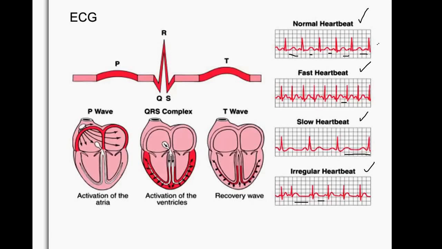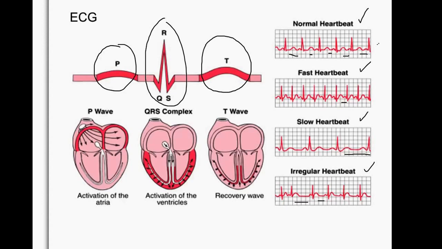Okay, now in order to conduct the electrocardiogram, electrodes are placed on the patient's body in different places and they pick up the wave of electrical current that's passing through the cardiac muscle tissue. Basically, there are three components to an ECG: a P wave, a QRS complex, and a T wave.